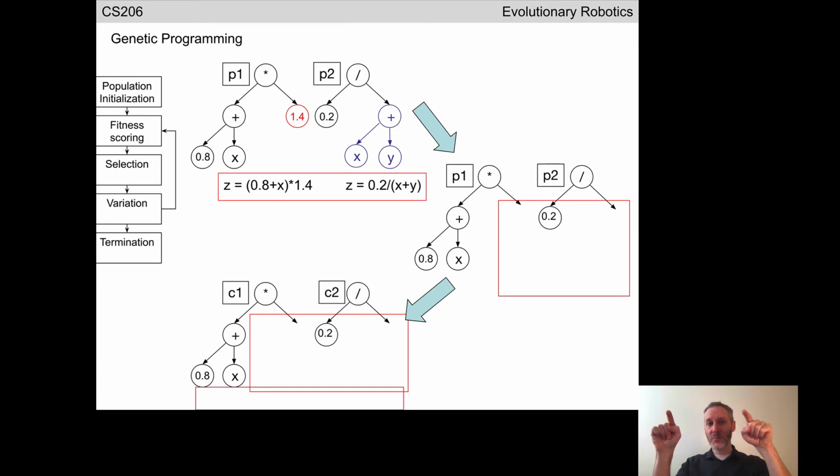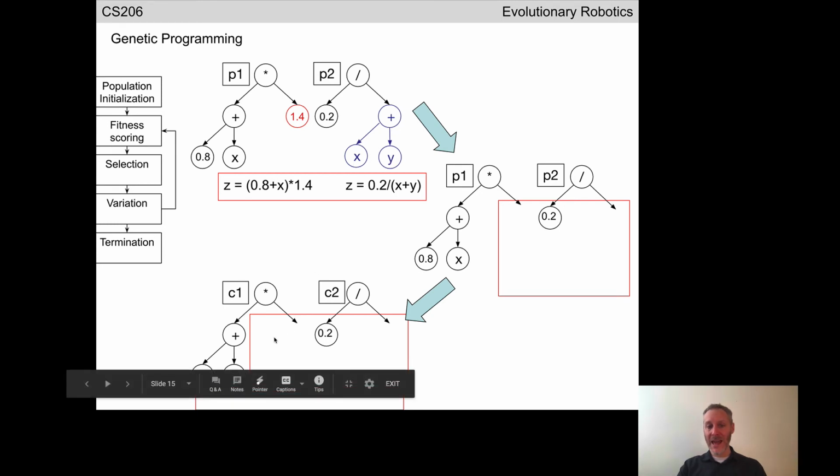You'll notice that in P1 and P2, we now have a red subtree. That red subtree has just one node, 1.4. P2 has a blue subtree, which contains 3 nodes, x plus y. We unplug those from P1 and P2. So we're now holding the two subtrees, and we swap them. We're going to take x plus y, we've unplugged it, and we're going to attach it to C1 down here.